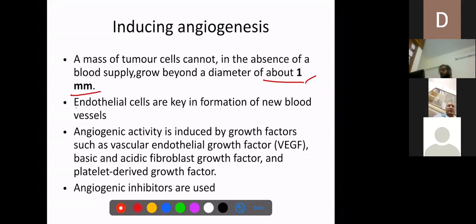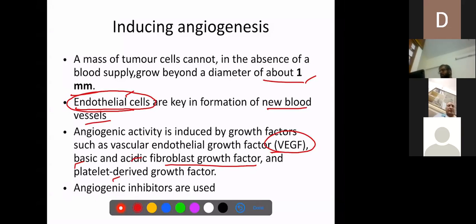And here, as far as angiogenesis is concerned, the endothelial cells are very important in the formation of new blood vessels. These endothelial cells secrete various growth factors which are responsible for the synthesis of blood vessels. VEGF is one of the important factors. So basic and acidic fibroblast growth factor and platelet-derived growth factors are synthesized to enhance the neovascularization.